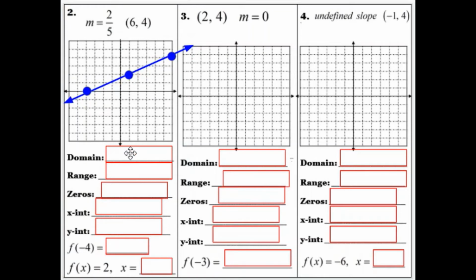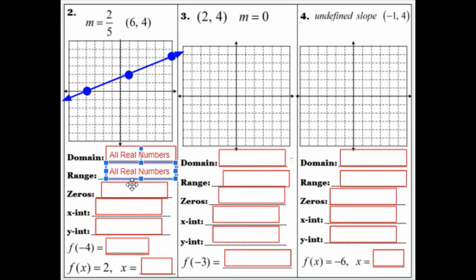How about my domain and range? So following this graph from left to right, well, it goes all the way left and all the way to the right, so my domain is going to be all real numbers. Range, bottom to top, well, it's going to be the same thing because it goes all the way down and all the way up. So all real numbers.